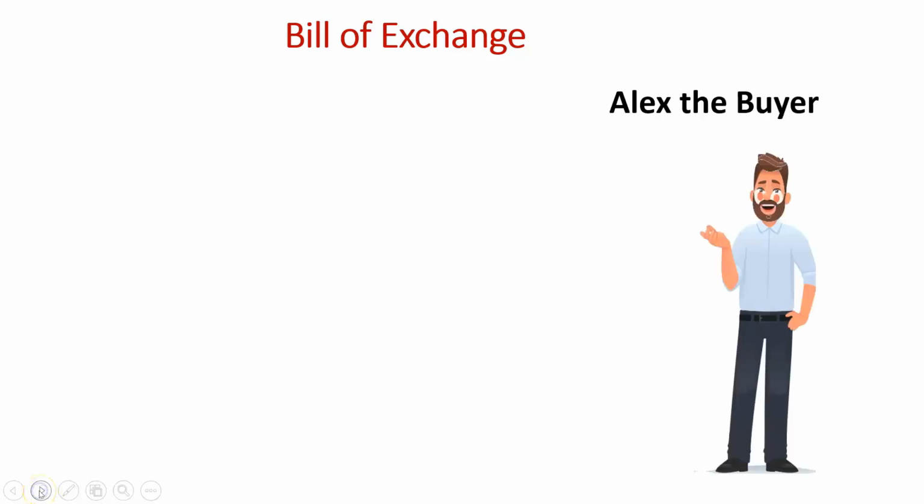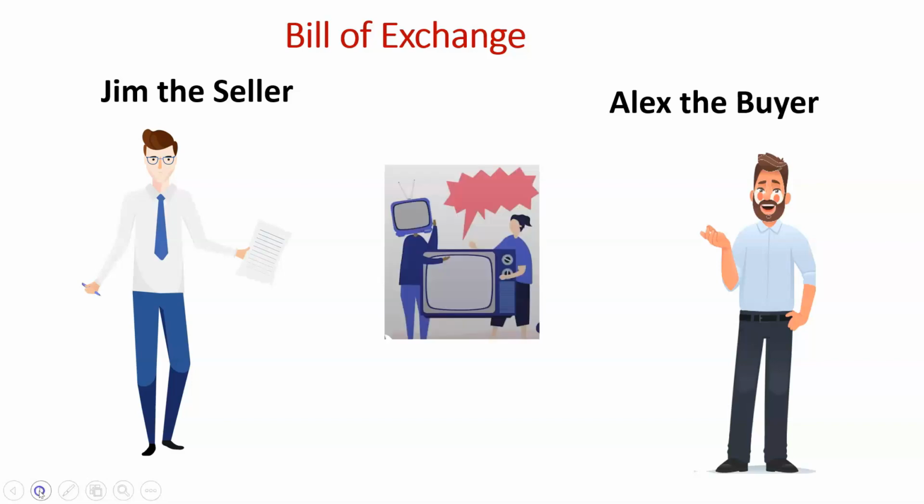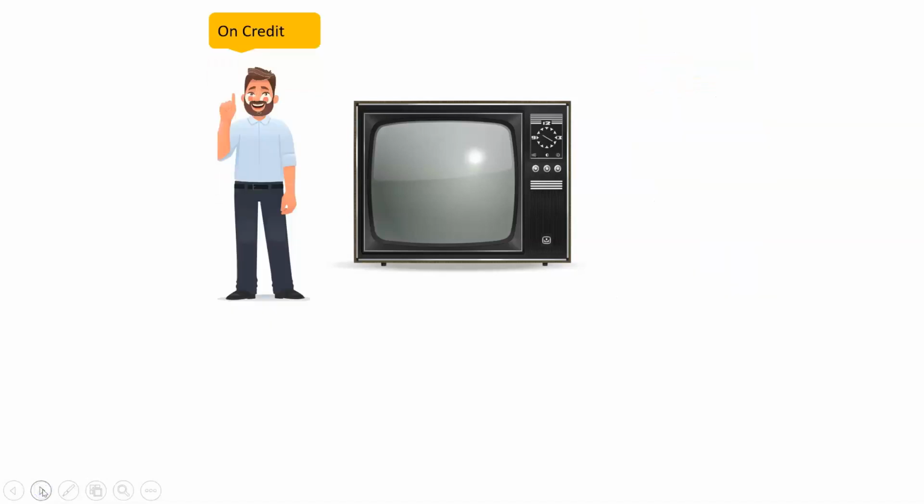To make it easy to understand Bill of Exchange, we will introduce here two characters, Mr. Alex the buyer and Mr. Jim the seller. As the topic signifies, it is about exchange, and that exchange is about transferring goods from one person to another for a price to be paid later. Alex the buyer is interested in buying a TV set. He has two options. Either he buys in cash or on credit. The problem is that he doesn't have enough cash.